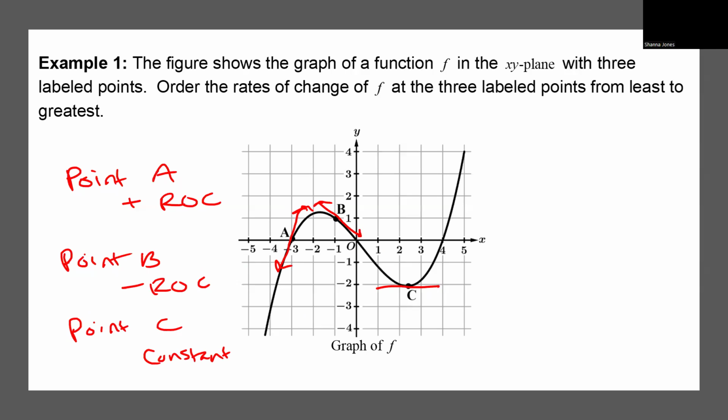So if I was to list what would be my smallest rate of change? B. This is the smallest because it is negative. Does that make sense? This is your smallest rate of change. And then the next one would be C. This is in the middle. And then this is your greatest, your highest. And that's because it is positive.